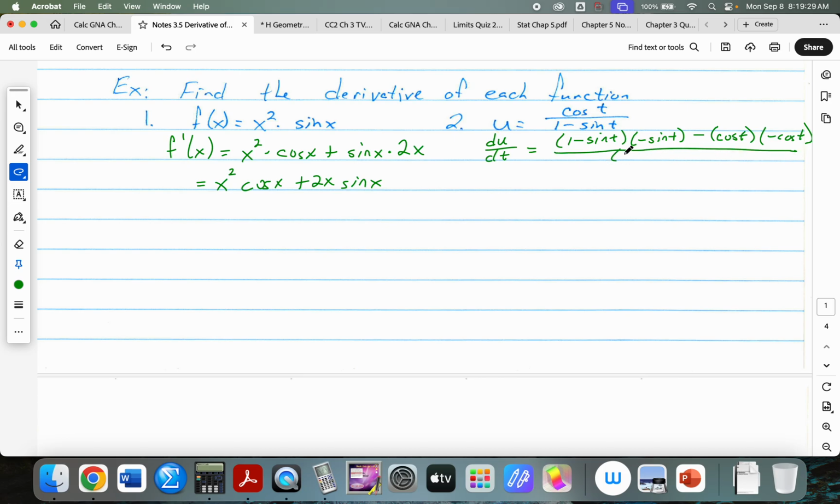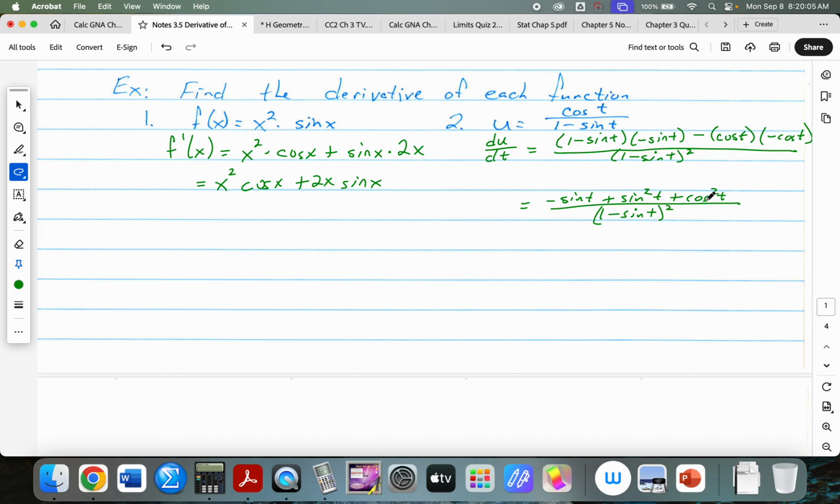All over the quantity 1 minus sine of t squared. That's going to be negative sine of t plus sine squared of t plus cosine squared of t over 1 minus sine of t quantity squared.